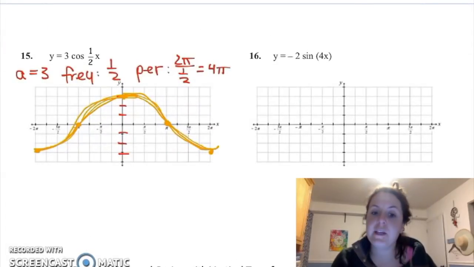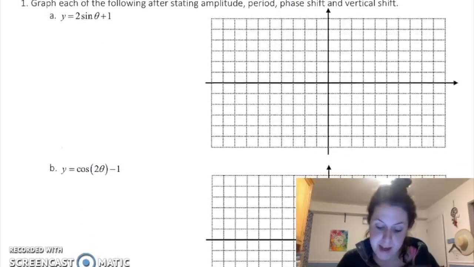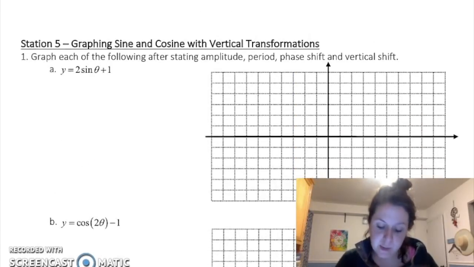So if this is something you feel like you still have questions about, come see me. This is something that definitely we can continue to work on, but let's do some where maybe there's some vertical translations too. So this one, y equals 2 sine theta plus 1.